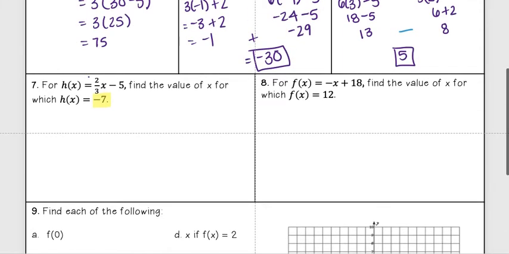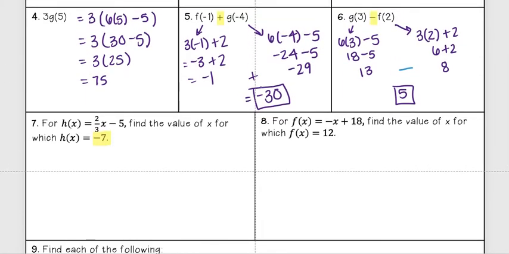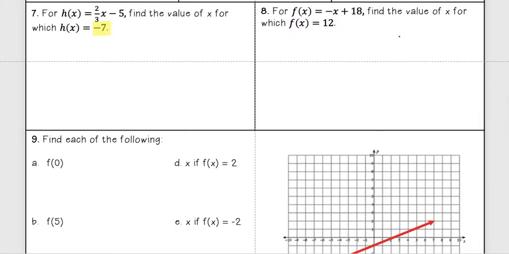In these problems above, we were trying to find that answer by plugging in our known x. But now we want to go the other way. And so whenever that happens, I already know what h of x is equal to, so I'm just going to replace this h of x up here with -7. So now instead of having h of x equals 2/3 x minus 5, I'm going to have -7 is equal to 2/3 x minus 5. And that's because we already know that h of x is equal to -7. So I can just replace those two.